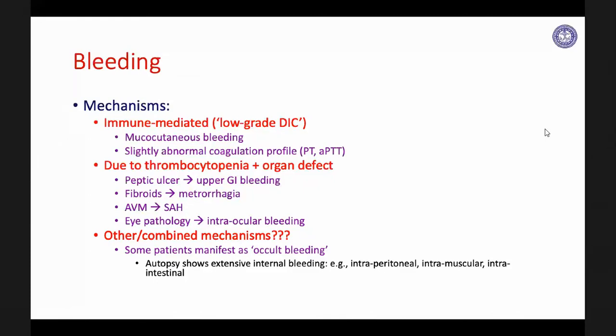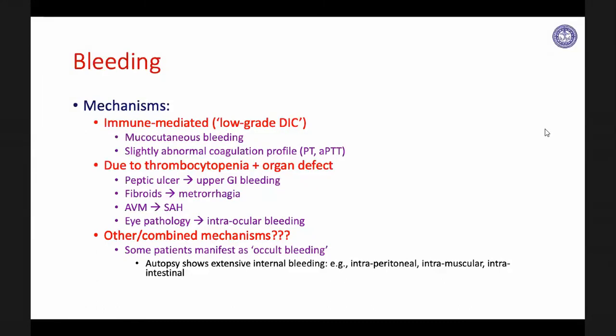The second reason can be due to thrombocytopenia and an organ problem. Like, for example, let us say that a patient has a peptic ulcer. When the platelet count is normal, the peptic ulcer won't be bleeding because there are enough platelets. But when the platelet count drops to a lower level, then the ulcer can start to bleed, giving rise to upper GI bleeding and melena and so on. Similarly, if the patient has fibroids, when the platelet count is normal, there won't be any bleeding per PV except during menses. But if the platelet count drops, they can start having heavy PV bleeding even between the periods.